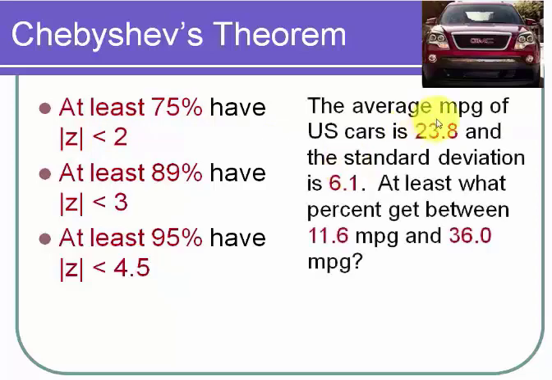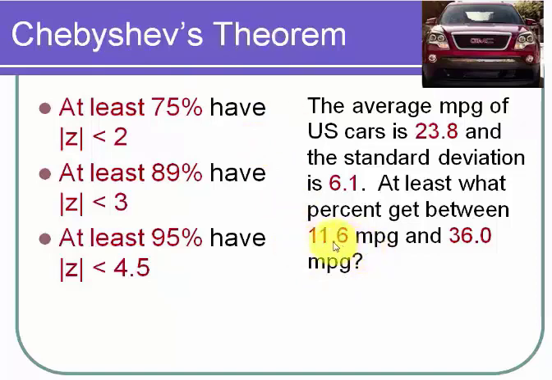The average miles per gallon of cars in the United States is 23.8, and the standard deviation is 6.1. At least what percent get between 11.6 miles per gallon and 36.0 miles per gallon? Here we're not going to assume that the distribution is normal, and because of that we cannot use the empirical rule. Instead, we use Chebyshev's theorem.